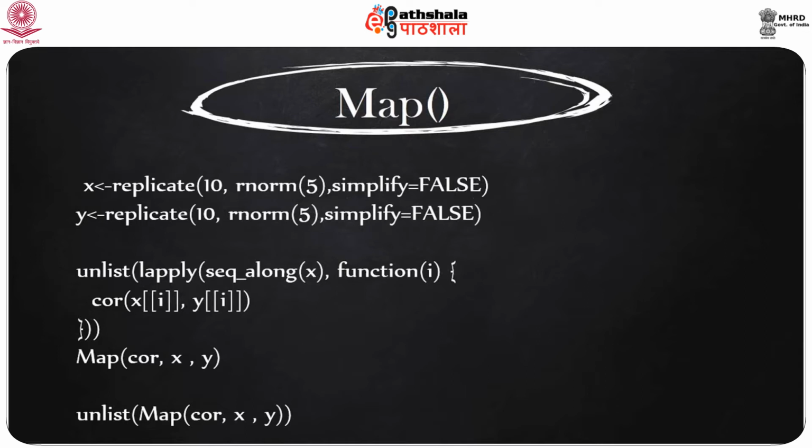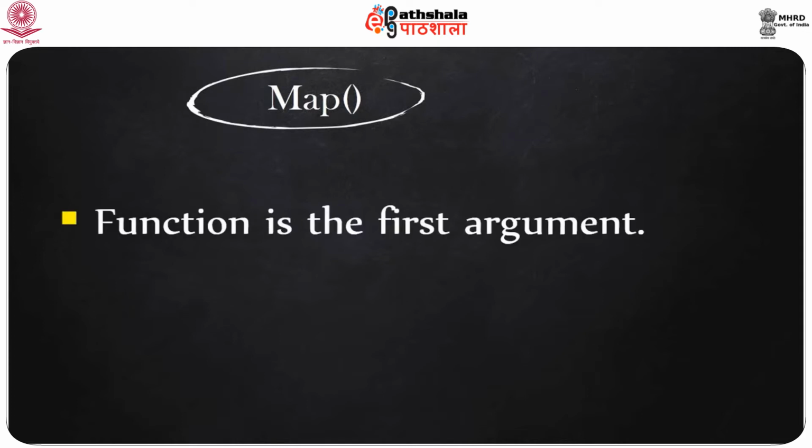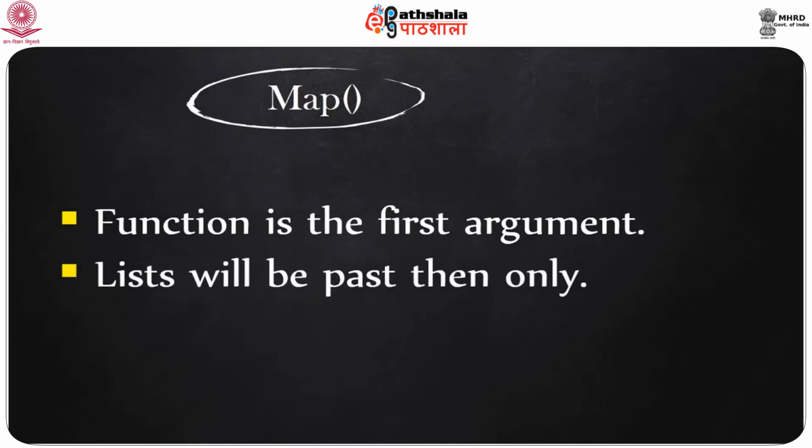As we have seen just now, we can always convert a Map function to a lapply function which will iterate over the indices, but the Map function will give you more compact and less complicated code than the lapply function will. Now let's have a closer look at the arguments of the Map function. Here, unlike the lapply function, the function is the first argument and the lists will be passed thereafter.